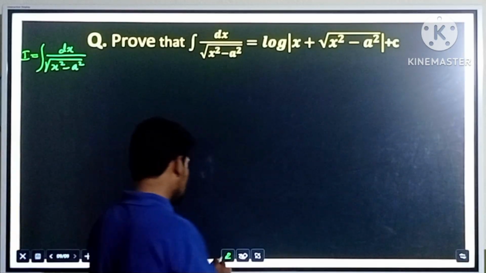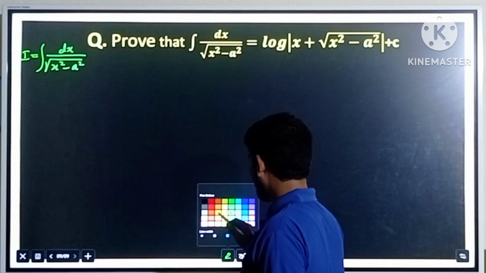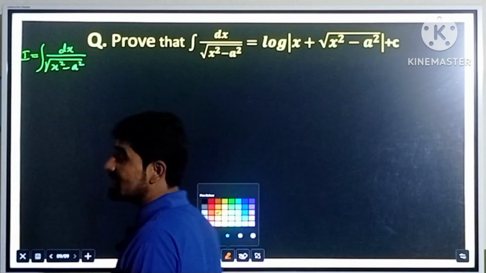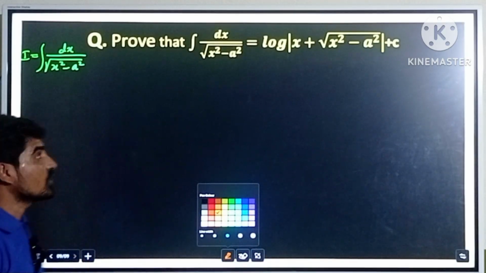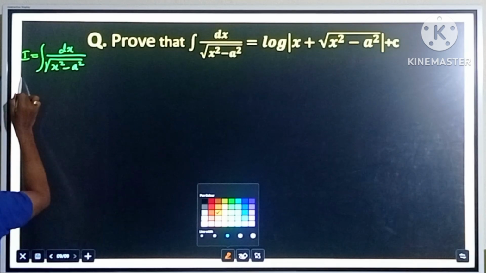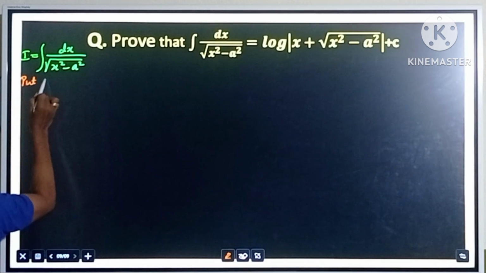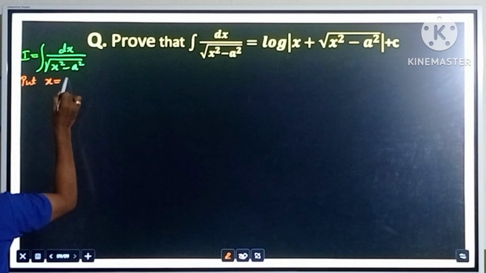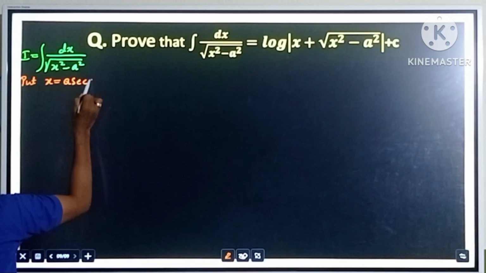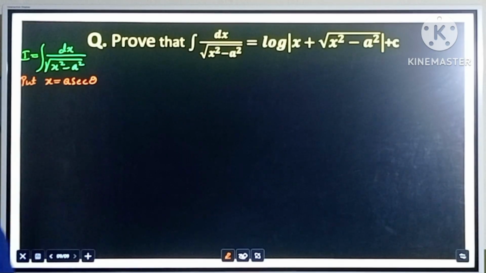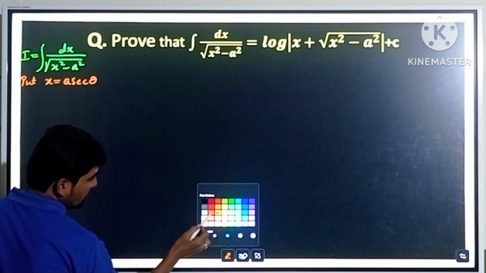So to prove this, in this given integral, I am going to substitute the value of x as secant theta. Put x is equal to a secant theta. A secant theta. Again, we need to integrate with respect to theta.